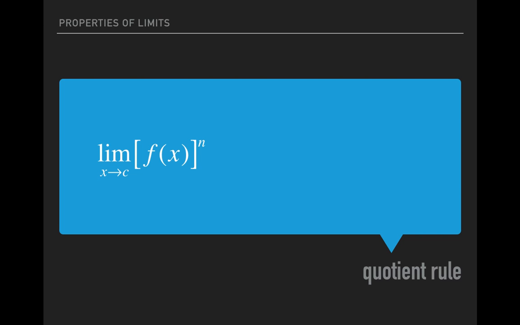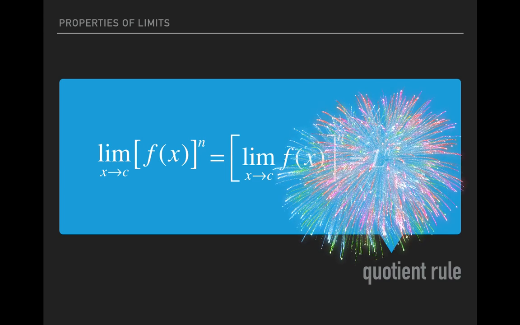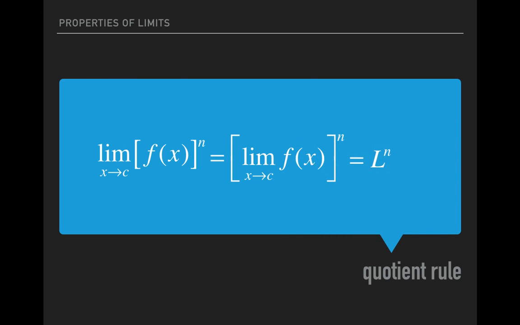Now, I misnamed this. This is the power rule. Power rule because our function has been raised to the power of n, and we're supposed to be taking the limit of this. To do so, you would just take the limit of the function and raise it to that n power, which would be L to the n. All right.